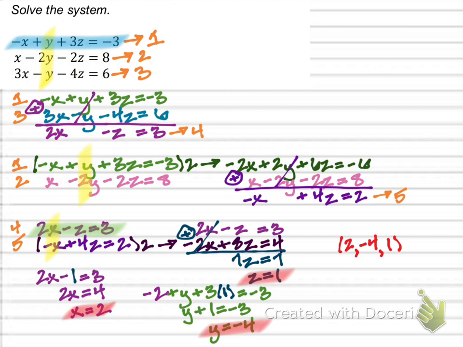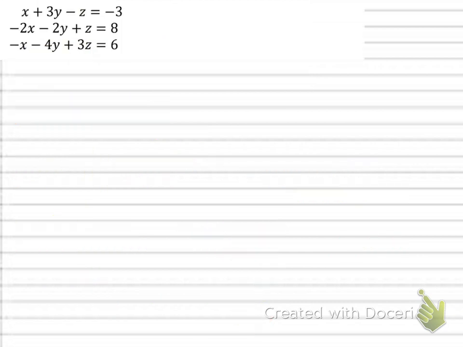Let's do another one. So here are my 3 equations. I'm going to label them 1, 2, pause. All right, sorry about that. So here we are. We have 3 equations labeled 1, 2, and 3. And first we have to decide which variable we're going to get rid of. And I'm going to choose to get rid of x.